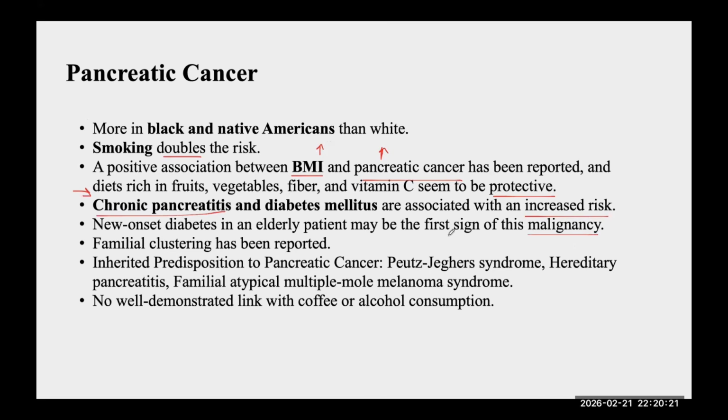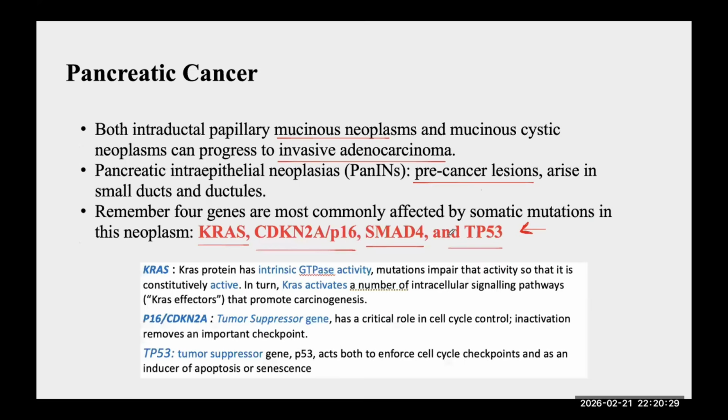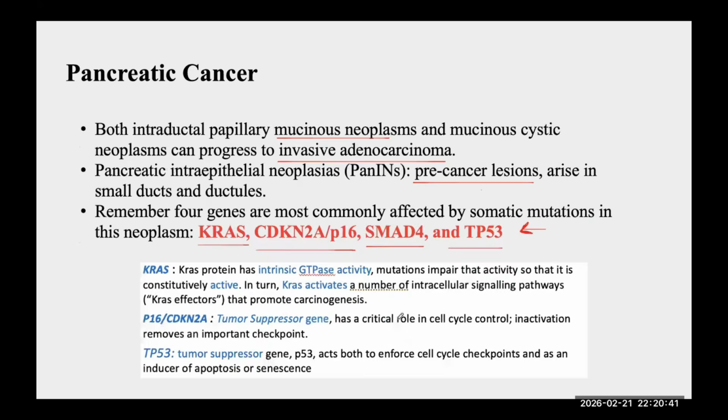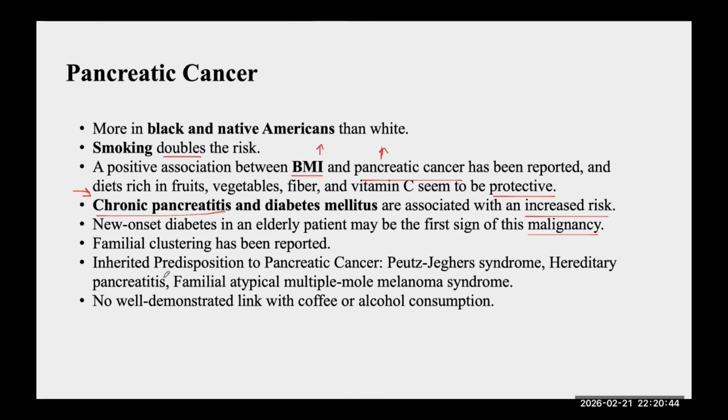That's why I told you it presents very late and usually very vague in its presentation. Familial clustering has also been reported. Because there are lots of genes here, you see, for example, BRCA2 mutation. You see certain families that have BRCA2 mutation, the females develop breast cancer, and you see pancreatic cancer in this family as well. That's why there is familial clustering. Inherited predisposition to pancreatic cancer includes certain syndromes like Peutz-Jeghers. I believe these are things that you're going to study in other lectures. Hereditary pancreatitis, we discussed this already. Familial atypical multiple mole melanoma syndrome, all of these are syndromes that predispose to developing pancreatic cancer.